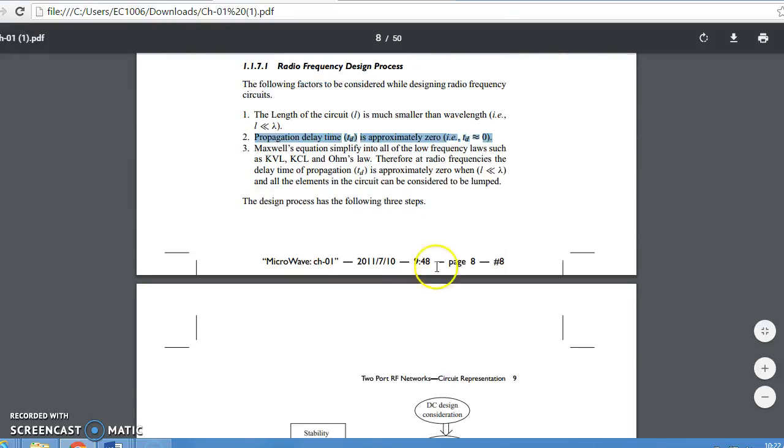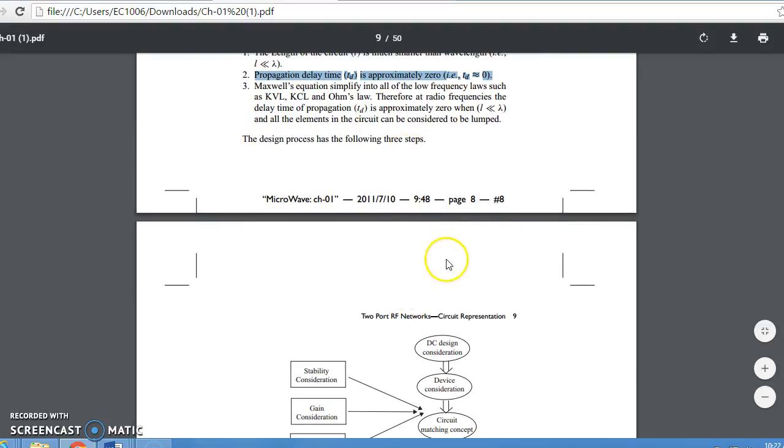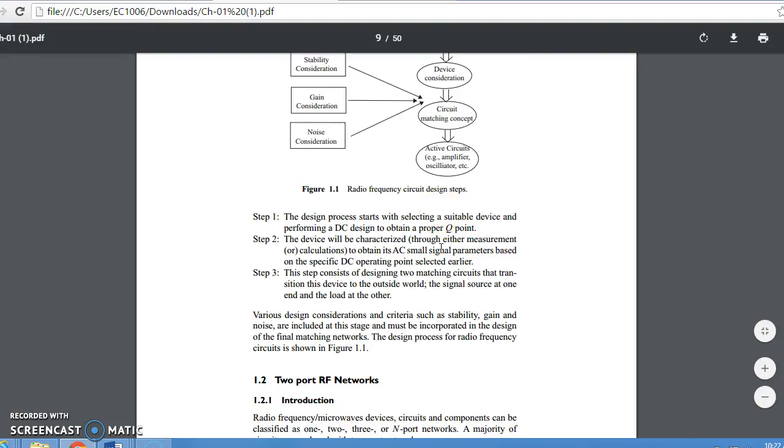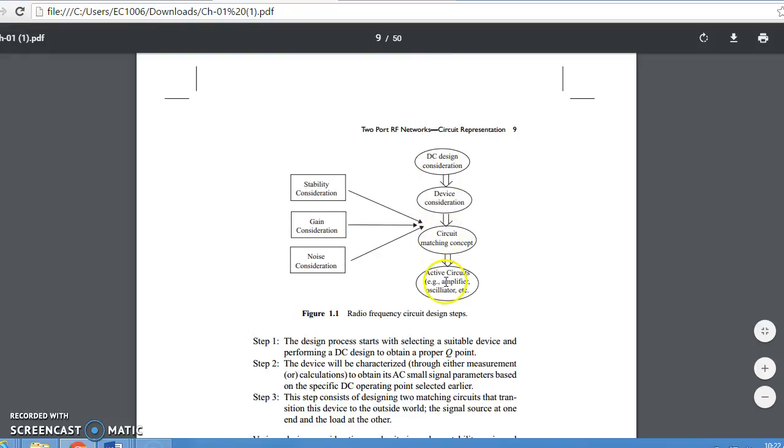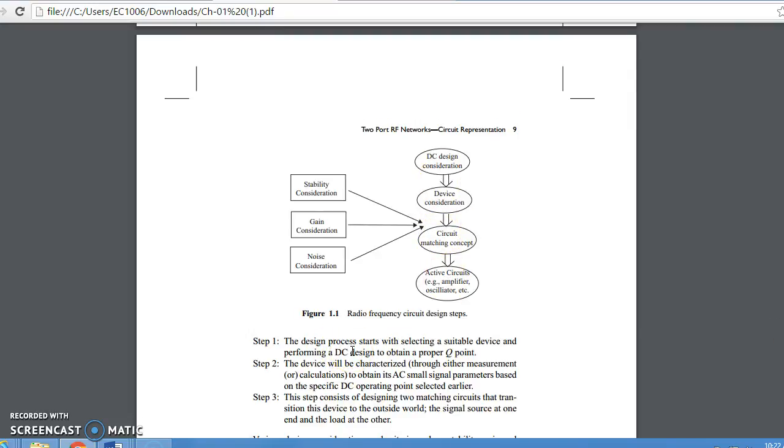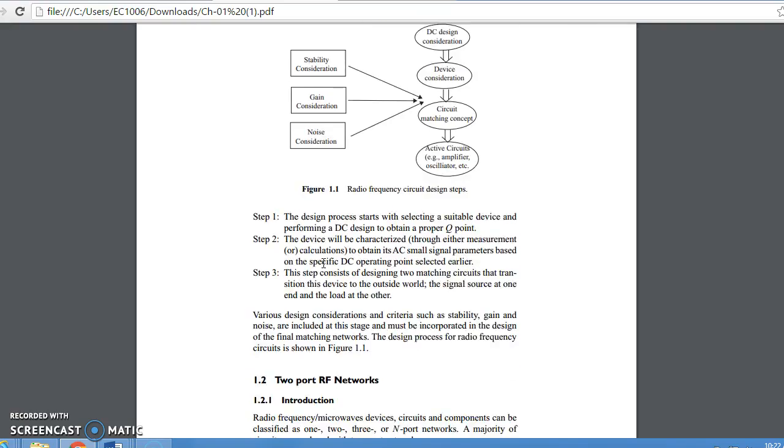This is the design process of the RF, radio frequency, design process. So it consists of 3 steps. One is the DC design process, device consultation, and then the circuit matching concept. The circuit matching concept majorly depends upon the stability consideration, gain consideration, and noise consideration.